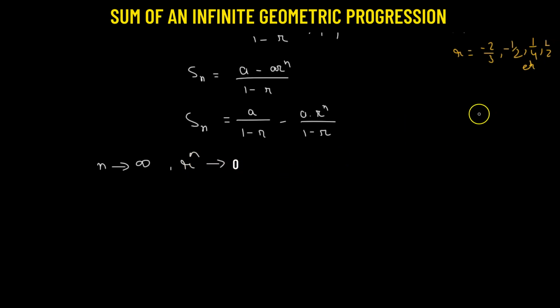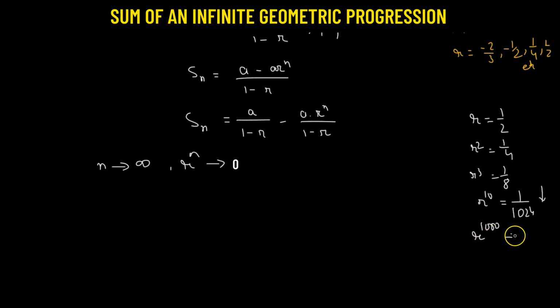So for instance, you can think of it like this. Let's say our r value is 1 over 2. If we square r, we get 1/4. Now 1 over 4 is less than 1 over 2. If we cube it, we get 1 over 8. If we raise it to the power of 10, we get 1 divided by 1024. So we can see that this value is decreasing as the power of r increases. For a very huge value, let's say we take r raised to the power of 1000, this value is going to be so small that it is almost close to 0. So whenever n tends to infinity, r raised to the power of n tends to 0.